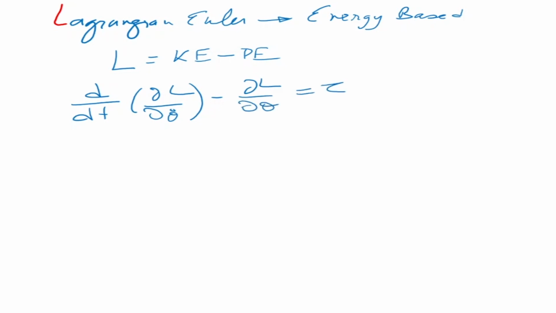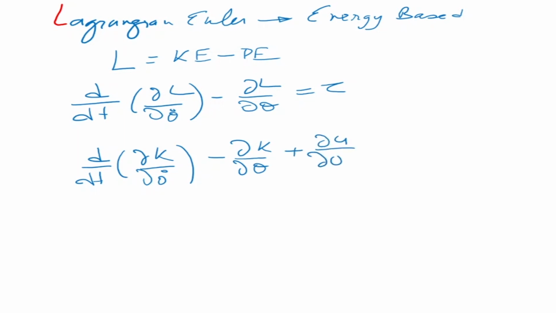We can simplify this by writing it as d/dt of dK/d theta dot minus dK/d theta plus dU/d theta is equal to tau, where U is my potential energy and K is my kinetic energy. So this L I can also write as K minus U.